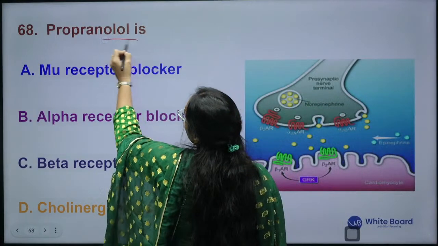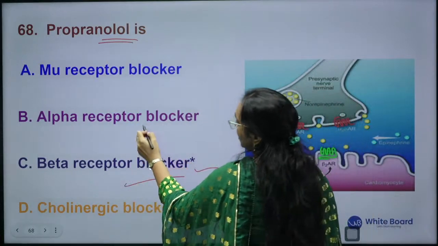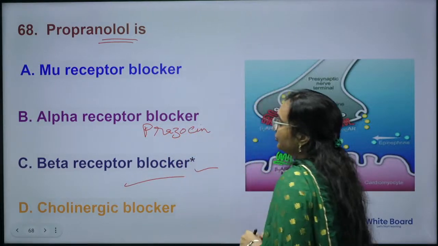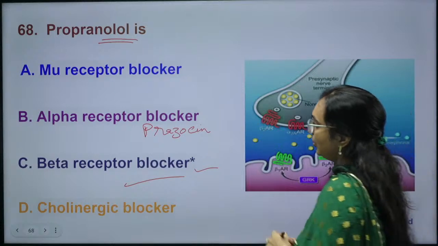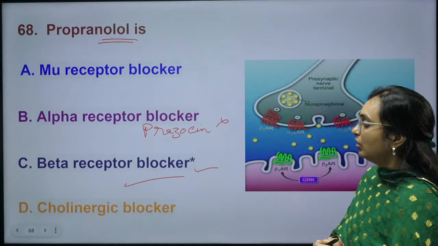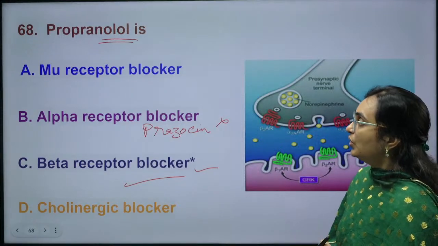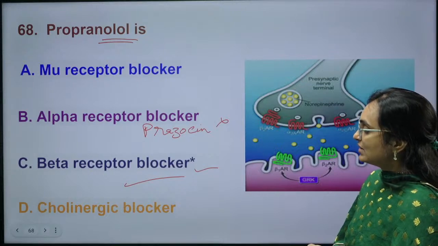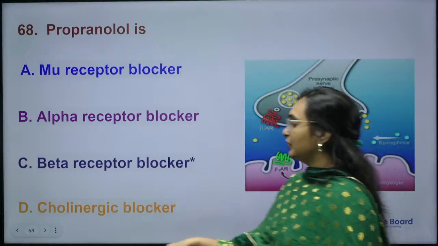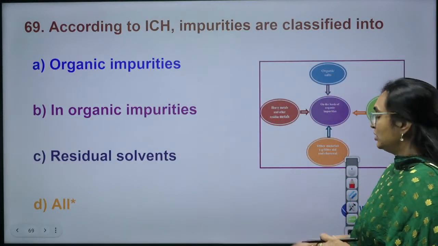Next, propranolol is a... All the lols are beta receptor blockers. Alpha receptor blockers are prazosin, doxazosin. So here the answer is not alpha receptor blocker, it is beta receptor blocker. Cholinergic blockers no, mu receptor blockers also no. So propranolol is an example for C, beta receptor blocker. Answer is here C.